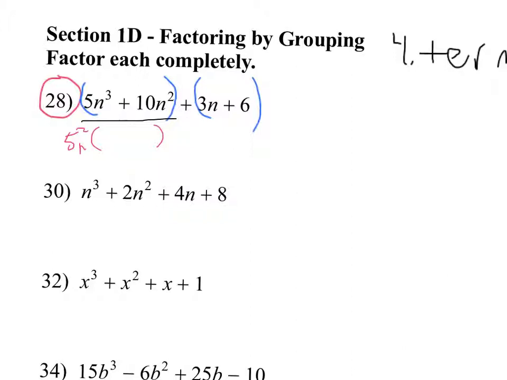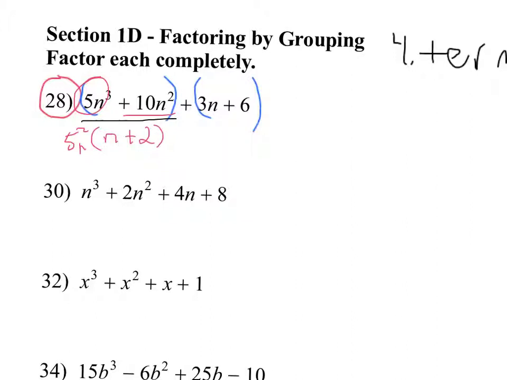Then we're going to figure out what we have left, just like we did in the prior section, section C. Well, if I take 5n squared out of the 5n cubed, I'm left with n to the first power, because 5n squared times n will give me 5n cubed. And if I take 5n squared out of the plus 10n squared, I'm going to be left with plus 2. So I have 5n squared times n plus 2.